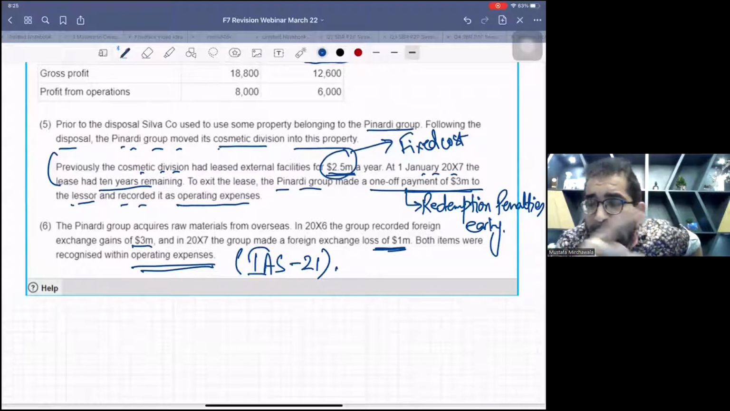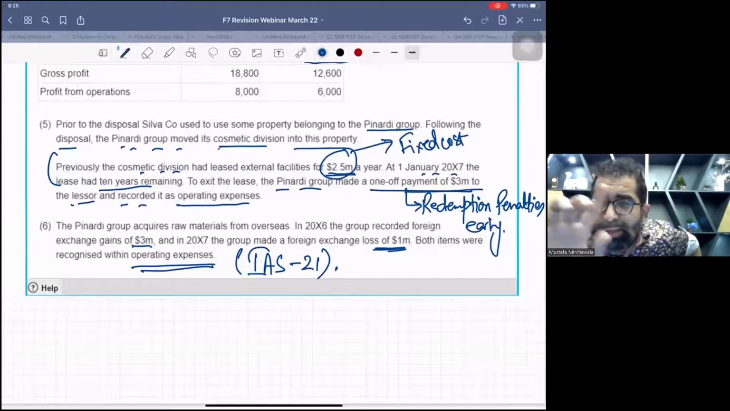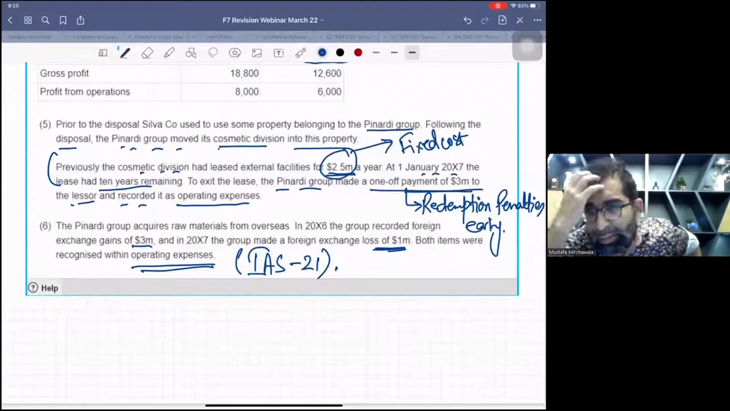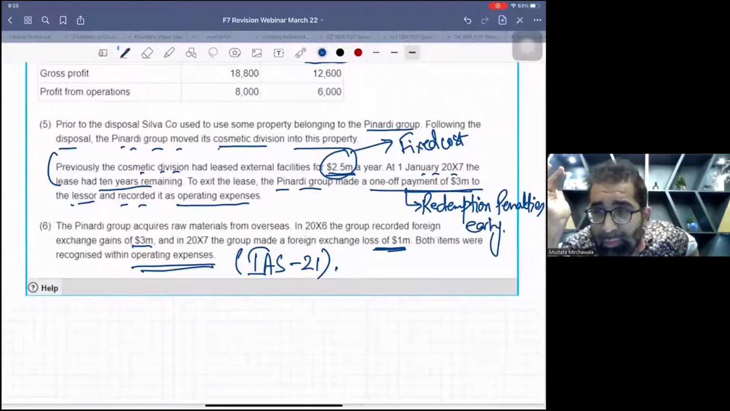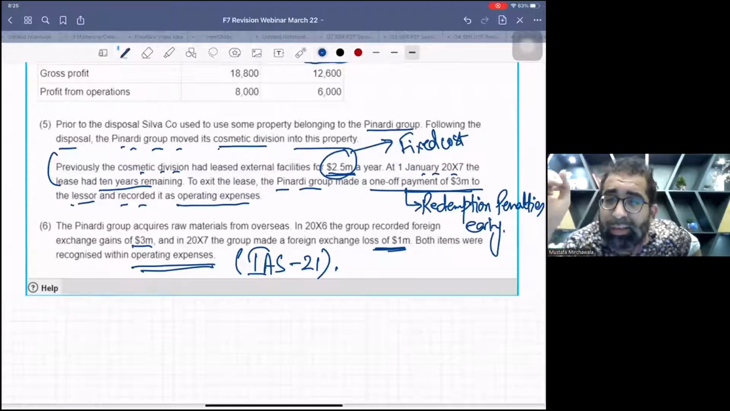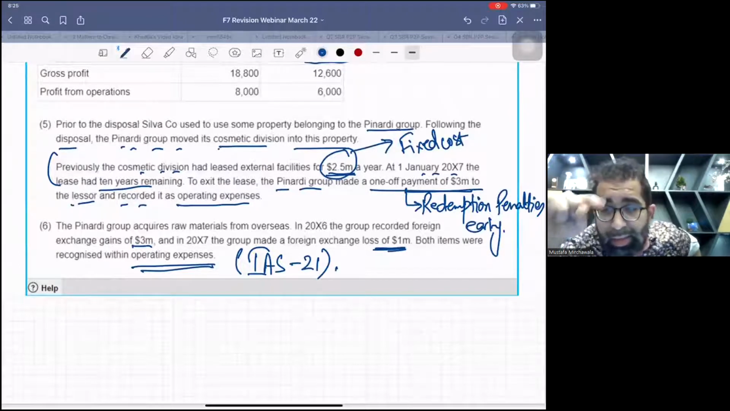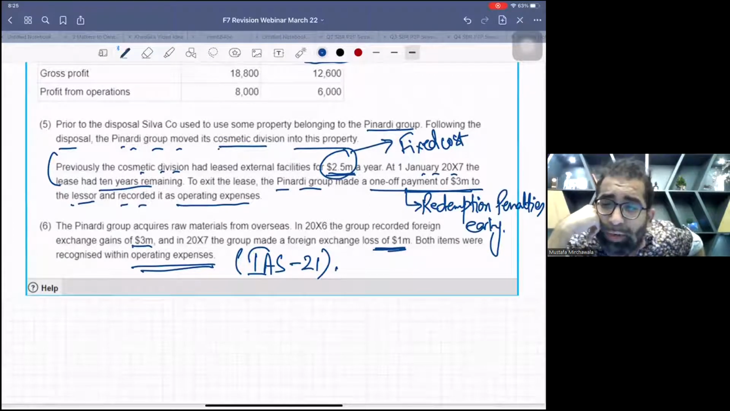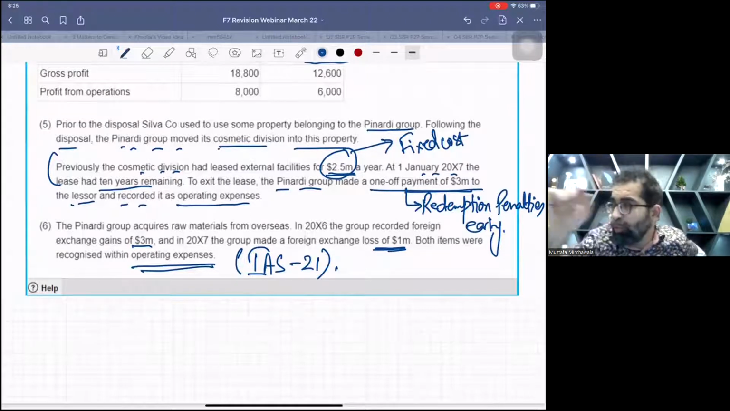Because this time there is no gain, it's a loss, okay? And this clearly identifies that the company has some foreign exchange risk as well. This company is risky because they are dealing in foreign exchange. They have some foreign exchange connection. So this is a riskier point from the company's point of view.